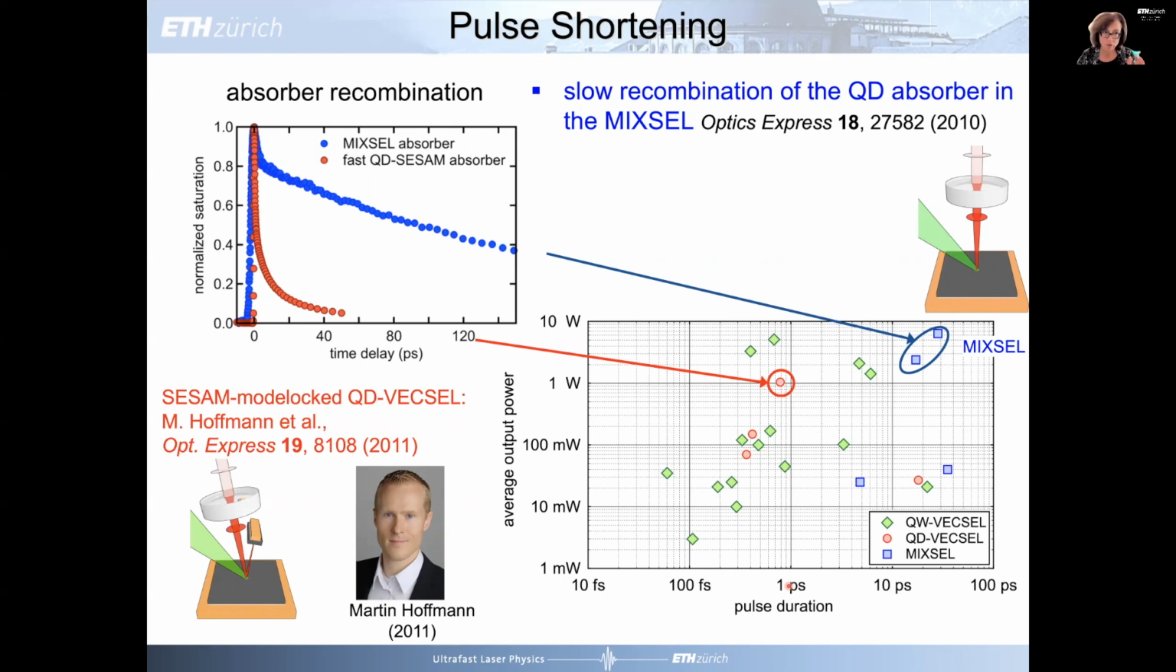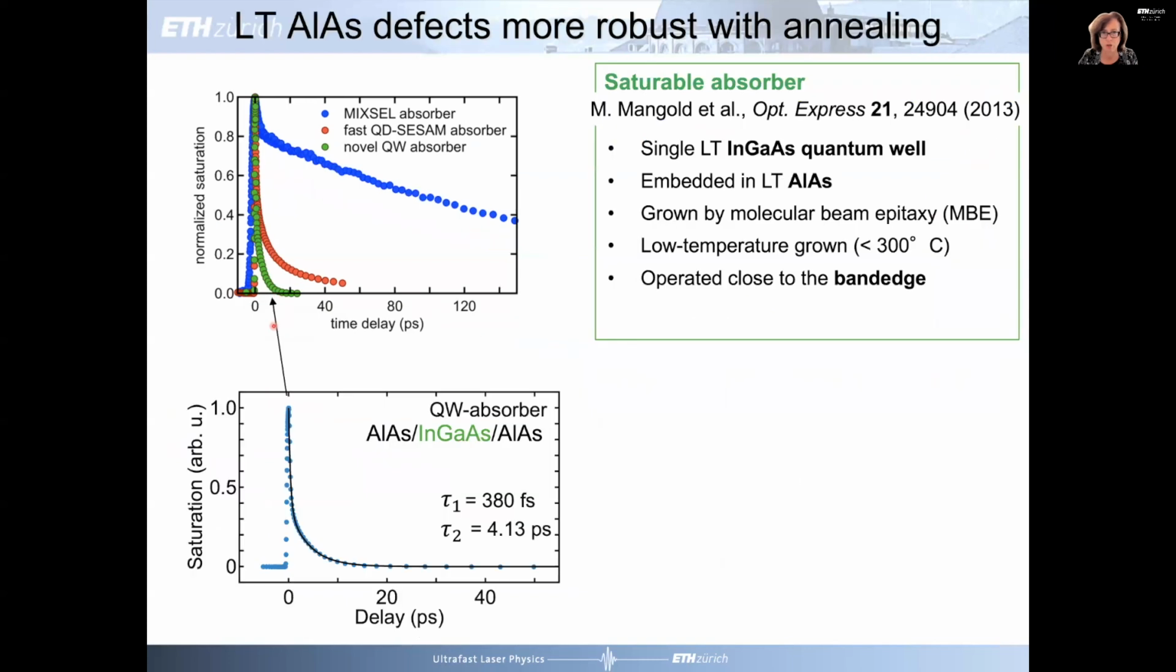I will talk about further quantum dot saturable absorber optimization later, because we actually found an even better method than what we have been using. But let me go step by step. So we discovered by accident a novel quantum well absorber, which was fast and extremely robust under annealing, even long-time annealing.